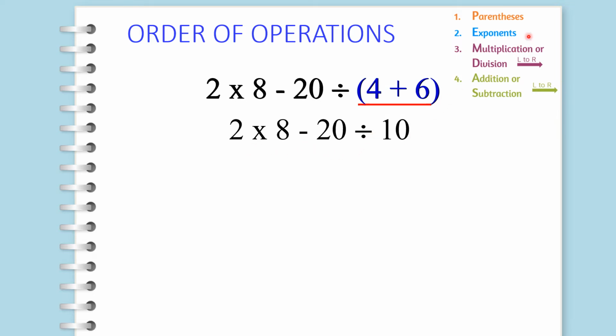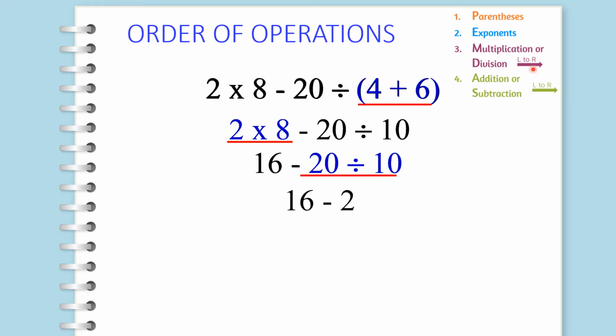What do we do first? Exponents we do not have, so skip that. Multiplication or division from left to right, so the one on the left is the multiplication. We multiply and then we divide. So 16 minus 2, and the answer will be 14.